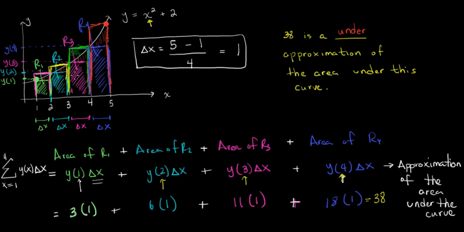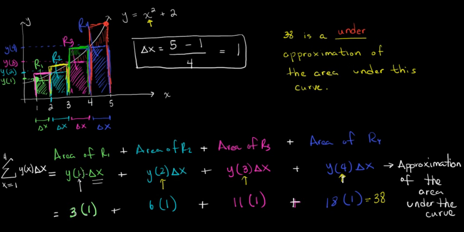You could definitely find the over, you could definitely find the under, and you can definitely find the average between the over and the under. But that will not give you the exact area under the curve. That will give you something else, which we will discuss in another video. But these are two examples of the rectangles that I can draw.